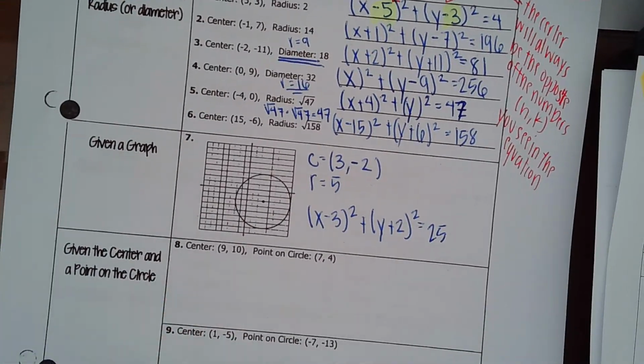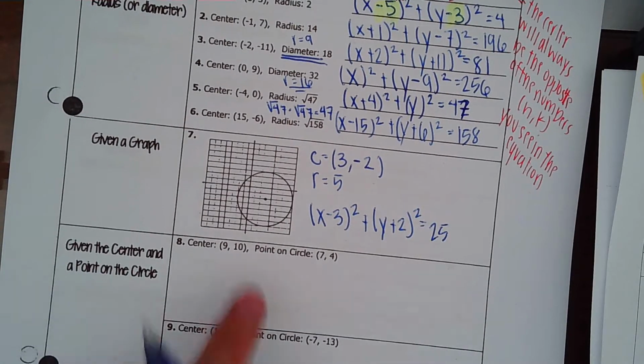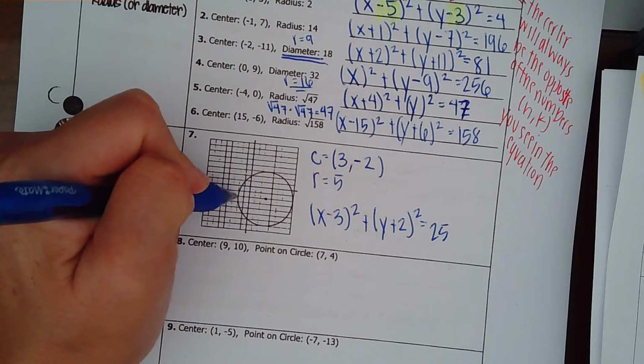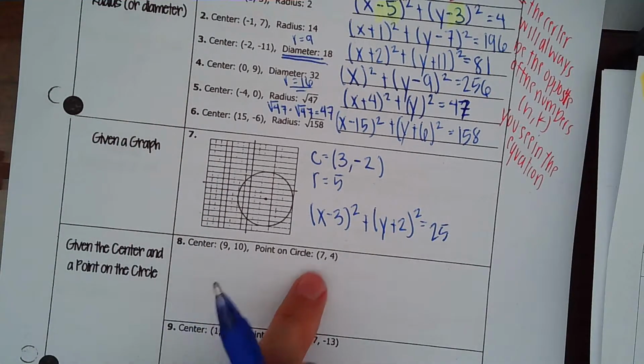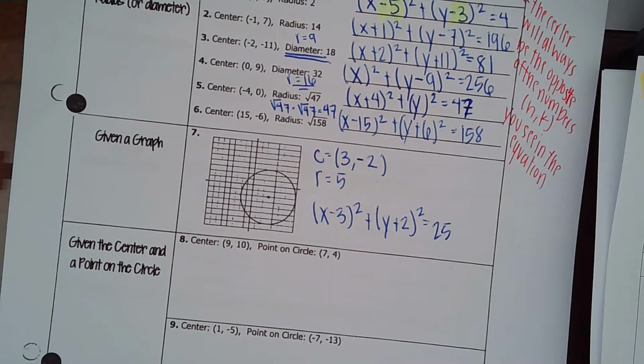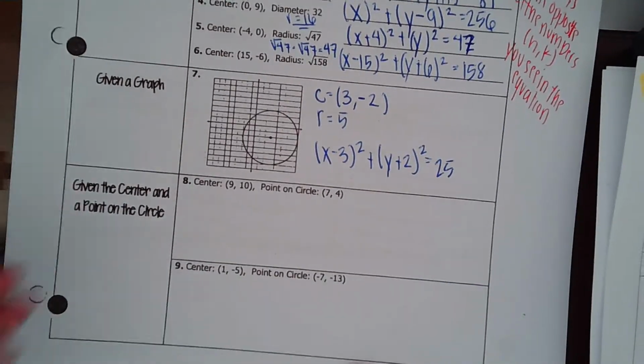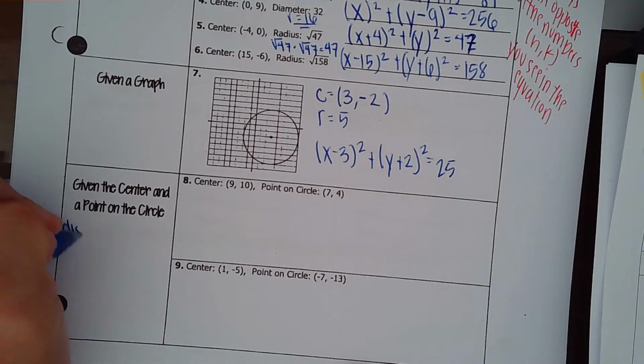Okay, well this time, this is where it gets a little bit tricky. They're giving me my center, right? And they're giving me a point on the circle, which will give me my radius. But in order to find my radius, I've got to use the distance formula. So I'll go ahead and rewrite that over here.